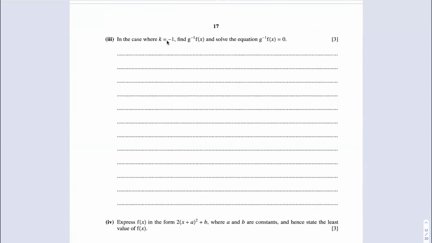In part 3, it says in the case where k equals -1, find g inverse of f of x. So first to find g inverse, we know that g of x will be 2x minus k. So minus minus will make it a +1. To find an inverse function, we first write y in place of the function g of x. We replace the value of y with x and the value of x with y. Making y our subject, we get y equals x minus 1 upon 2. So this is g inverse of x.